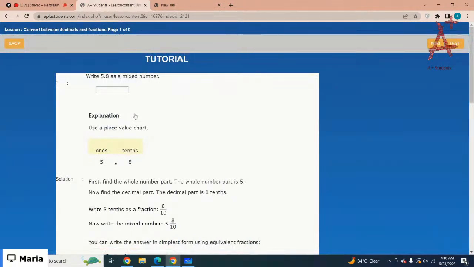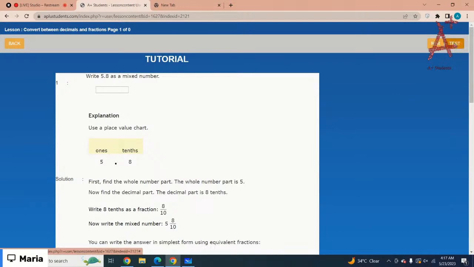Write 5.8 as a mixed number. So how do we write it? We have 5.8. Got it? So first find the whole number part. The whole number part is 5. The one that is before the decimal is the whole number. The decimal part is 8 tenths, which you can write as 8 over 10. So you can write it in mixed fractional form. It would be 5 whole 8 over 10.